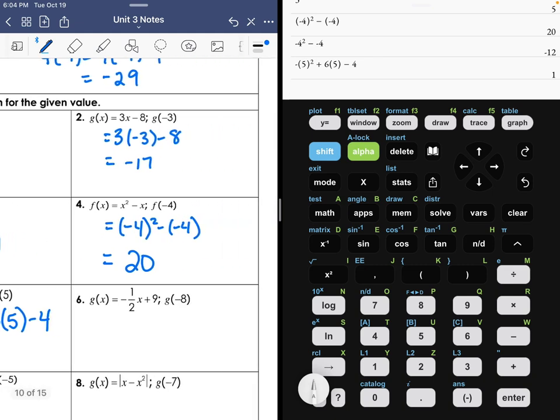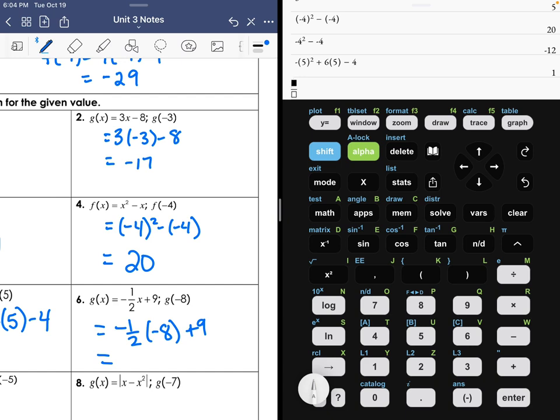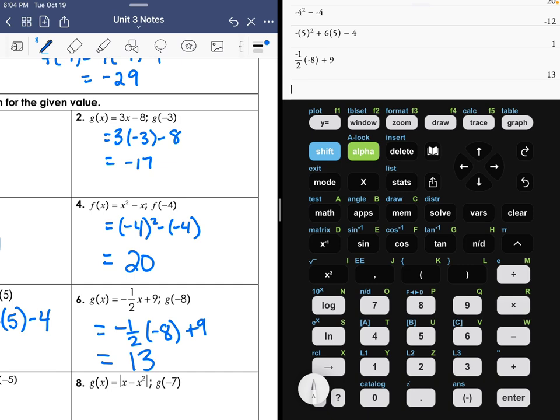need to be multiplied. Okay, for this one, I'm going to do -1/2 times -8 like that in parentheses, and then plus 9. So then for my fraction, I'm going to do alpha y equals, and I'm just going to do -1 on top. The negative, I just always put it with the top number. You can put it out in front of it, but you don't really have to. And then times -8 in parentheses plus 9. So that answer is 13.